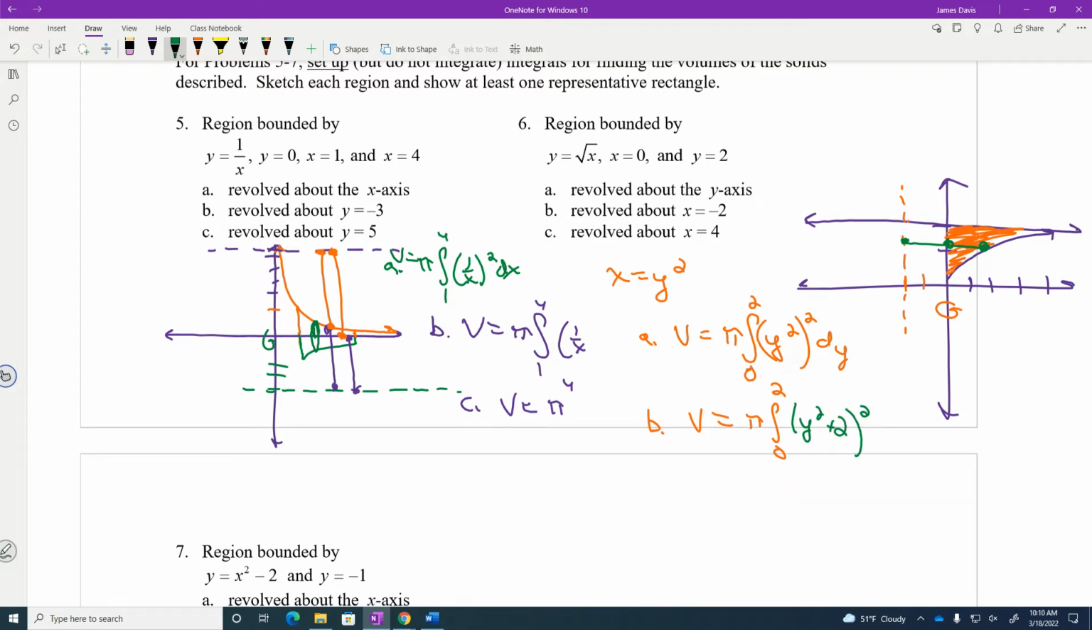And then we've got to subtract our inner radius squared. The inner one's a bit easier, right? Just from here to here. Minus 2. Does that make sense?